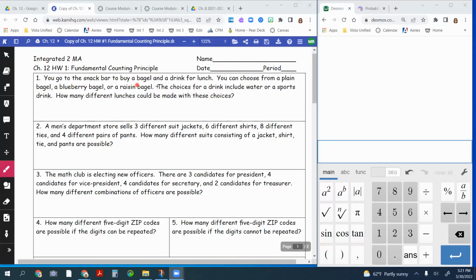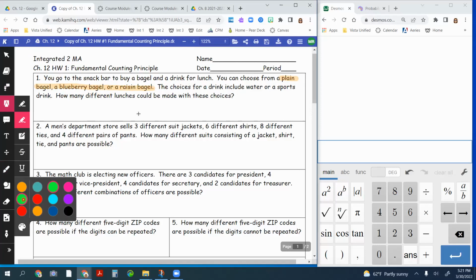You go to the snack bar to buy a bagel and a drink for lunch. You can choose from a plain bagel, a blueberry bagel, or a raisin bagel. I'll just highlight that. The choices of a drink include water or sports drink. How many different lunches can be made with these choices?